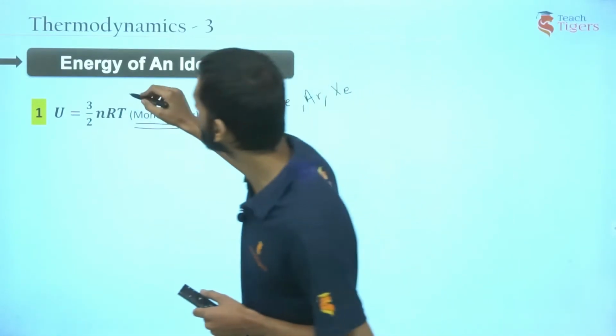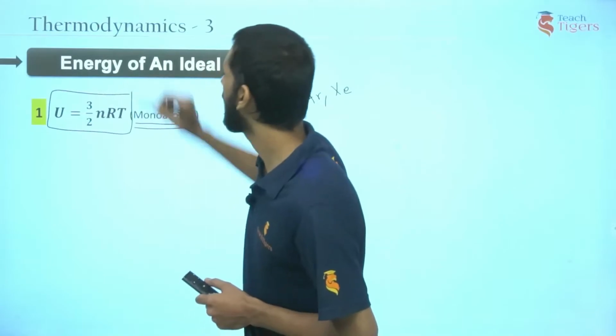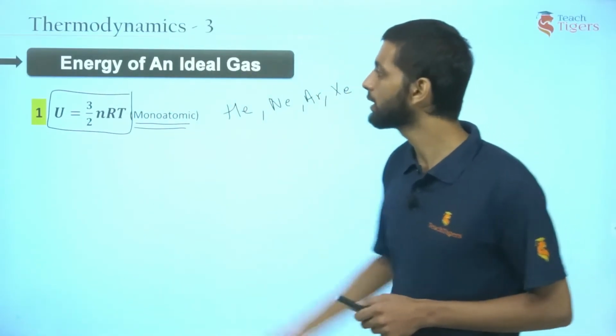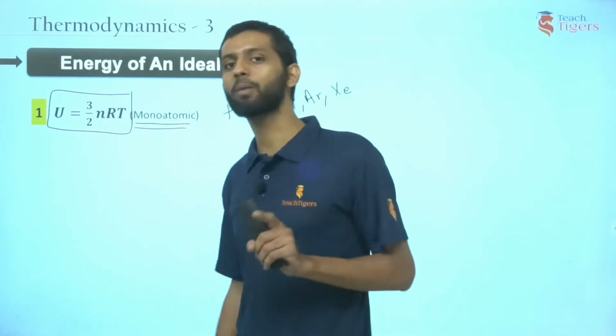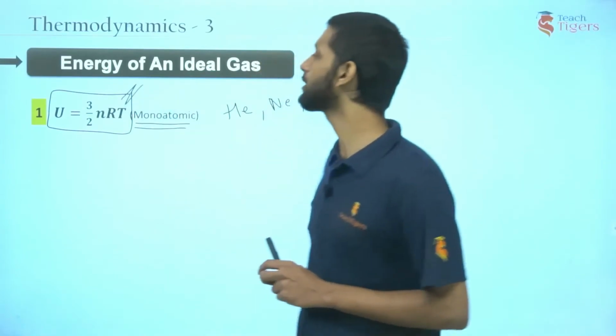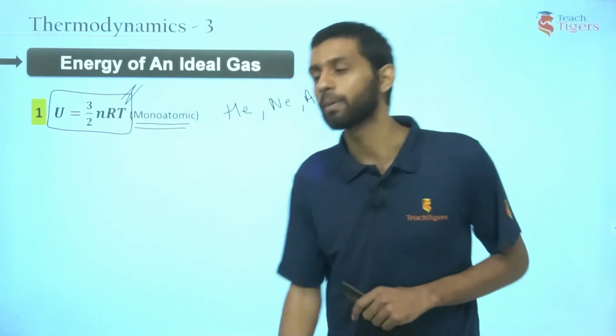And the energy is given by 3/2 nRT. We will talk about why, but keep this formula in mind. When we talk about why, you will understand it. 3/2 nRT is the internal energy of a monoatomic gas.